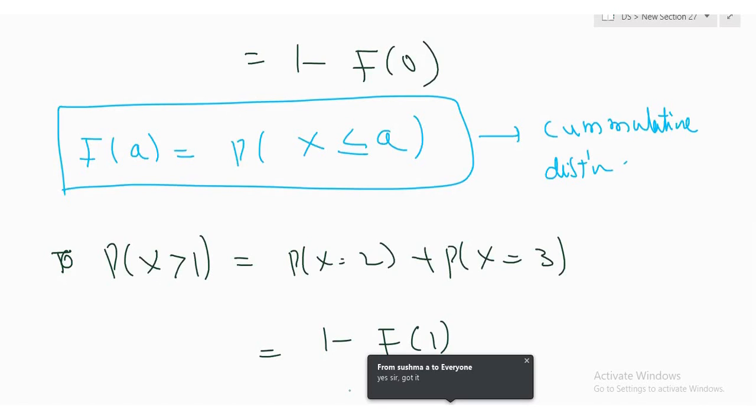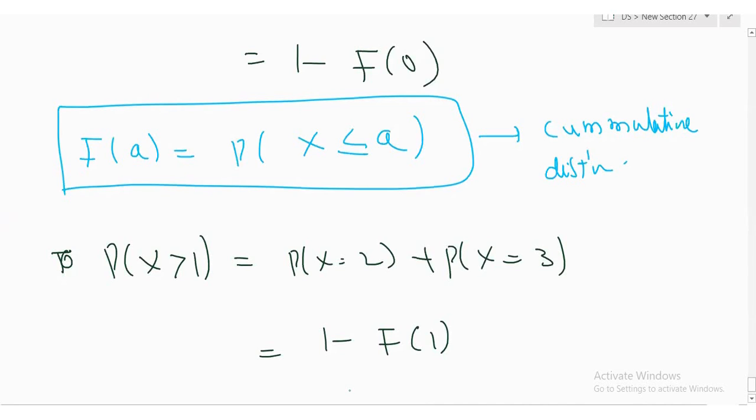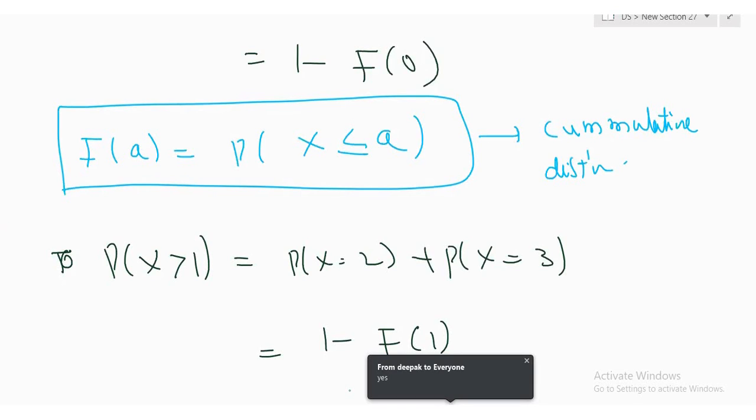Especially, these are very much useful in reliability engineering. Reliability engineering, for example, your attrition. Do you know the meaning of attrition? You don't know. Attrition is nothing but people who joined the organization leaving the organization, resigning and leaving. That's attrition.